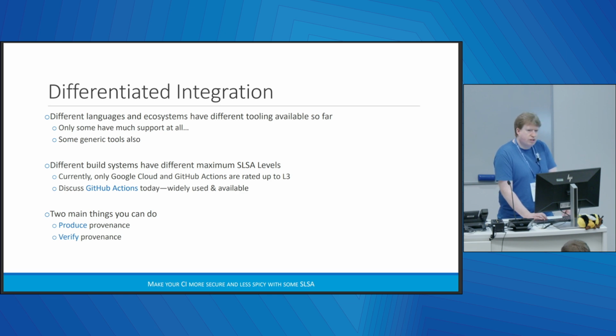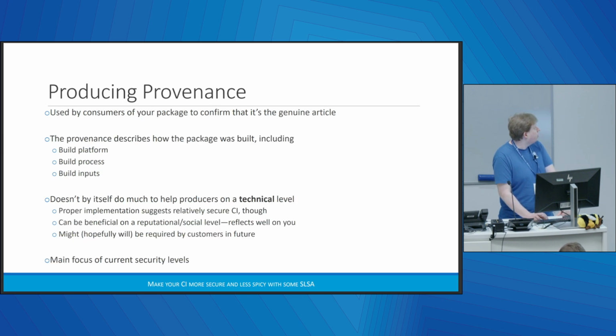And we're just going to focus on GitHub Actions because it's all I have time for, and it's also the one I have most experience with, to be honest. So there's really two things you can do right now: produce provenance for others to consume, or verify provenance that others have produced. Right. So producing provenance, if you're producing any sort of package for other people to use, is the part you should be doing.